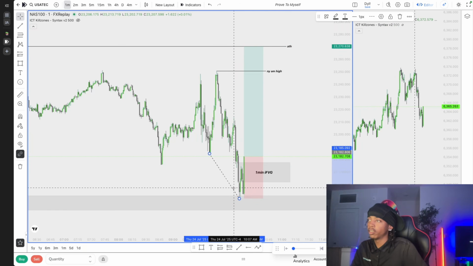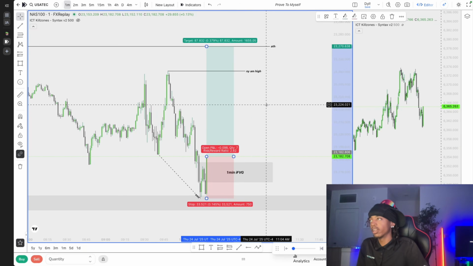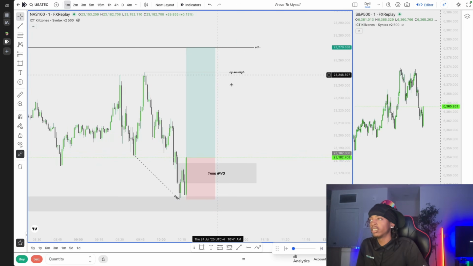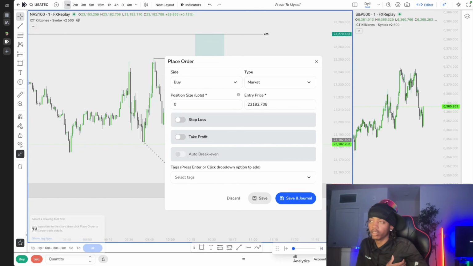Boom, just like that. And then we'll just label this the SMT because as you can see to the right, ES didn't take it out. So I'm gonna take this play, 87 point TP all the way to the drawn liquidity.